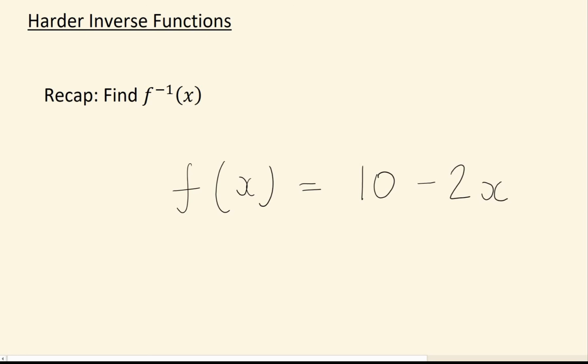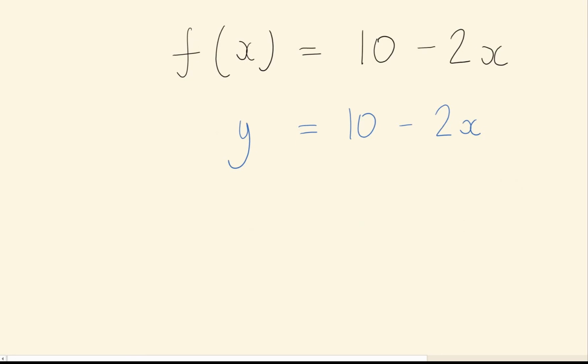Hi, in this video we'll look at harder inverse functions. So just as a recap, whenever we have this kind of question, your first step is to replace the f of x with a y, just to make it look a bit nicer, and then we want to change the subject. We want to rearrange this until it's x equals something.